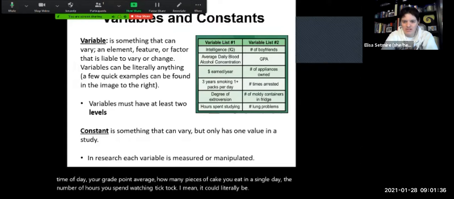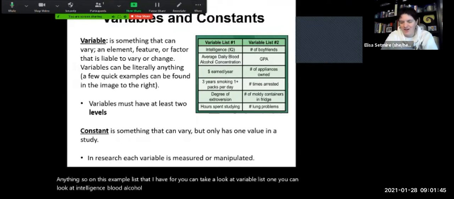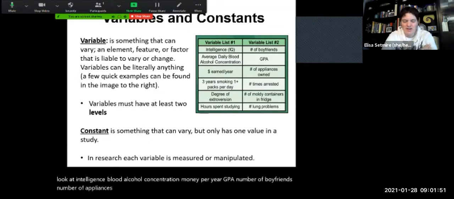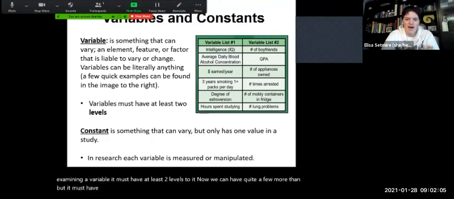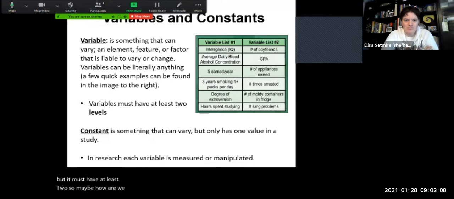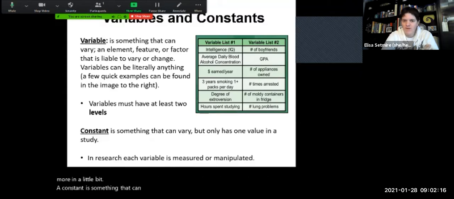So on this example list that I have for you, you can take a look at variable list 1. You can look at intelligence, blood alcohol concentration, money per year, GPA, number of boyfriends, number of appliances owned. Literally a variable can be absolutely anything. And when we are examining a variable, it must have at least 2 levels to it. Now, it can have quite a few more than that, but it must have at least 2. So maybe how are we defining that variable, which is something that we'll get into quite a bit more in a little bit.